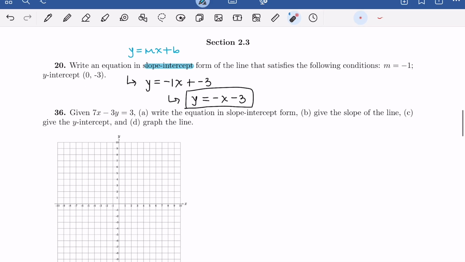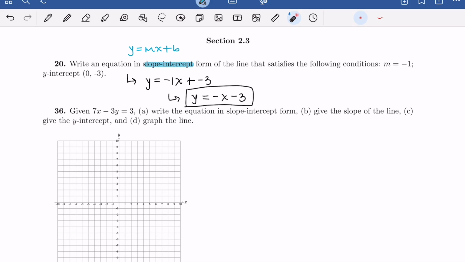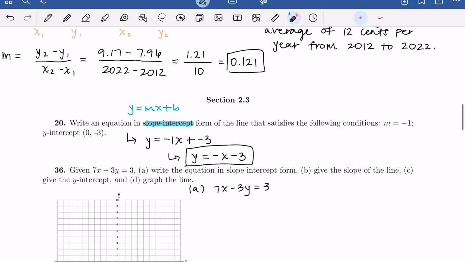All right. For the next question, we're going to do something similar. We're given this equation and we want to do a couple things with it. First, we're going to write the equation in slope-intercept form, give the slope of this line, give the y-intercept, and graph the line. So once we write the equation in slope-intercept form, we're easily going to be able to answer B and C. So let's go ahead and do that here. Our equation is 7x minus 3y is equal to 3. Now, if we want to write this equation in slope-intercept form, like we saw in question 20 here, we need to completely isolate y. We need to get it in this form.